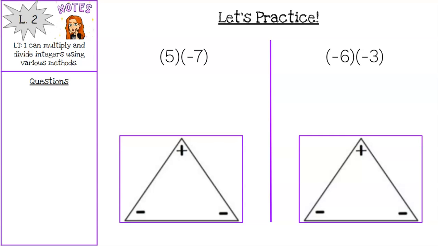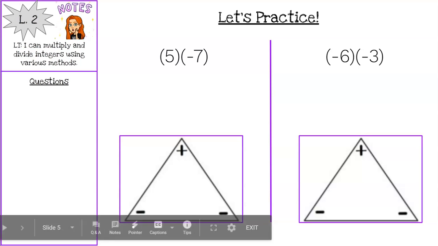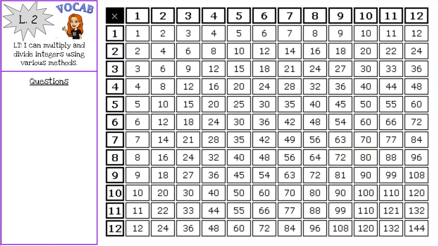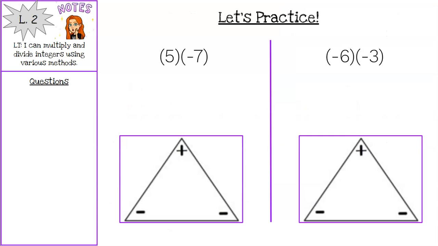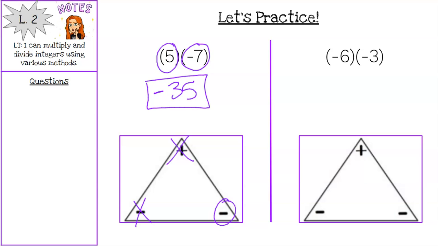So let's practice 5 times negative 7. Well, first off, what is 5 times 7? We go to our multiplication table, 5, 7, so we find where they meet, and they meet at 35. So our answer would be 35, but we have to determine, is it positive 35 or negative 35? That's when we're going to use our triangle. We have a positive 5, so I'm going to cross off the positive, a negative 7, cross off the negative. What I'm left with is a negative, which means it'll be negative 35.